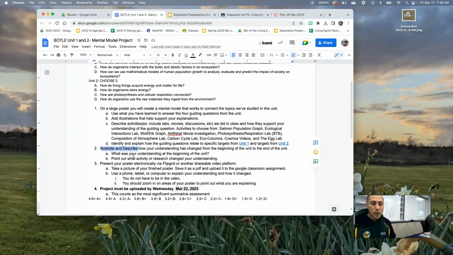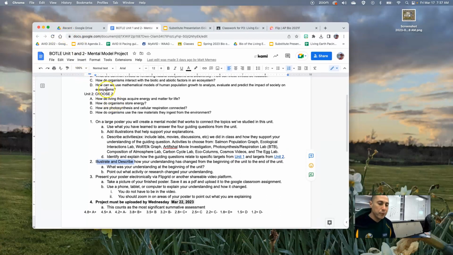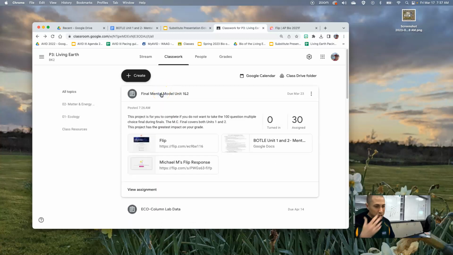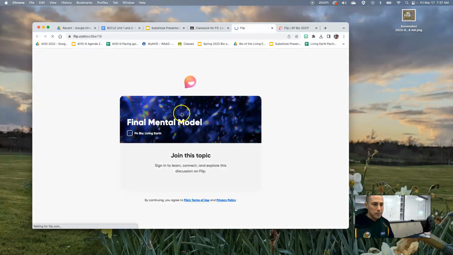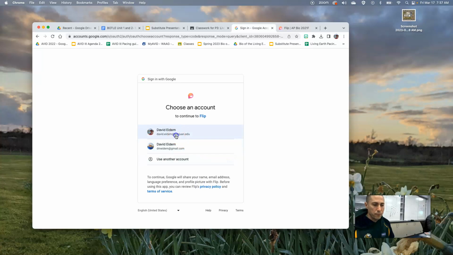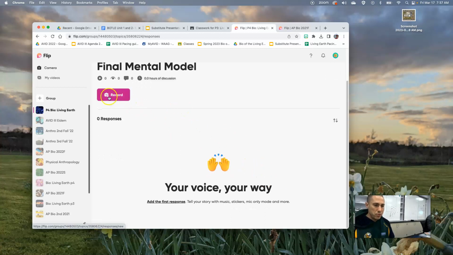This is exactly that. Present your poster electronically via Flipgrid or just a shareable video right onto Google Classroom. Either one works. A lot of people like Flipgrid because it has some editing tools and they're not real pros at doing all that stuff. So let me show you that. If you go to your class, you have the final mental model project, and then you have Flipgrid as the link right there. You just log in with your Google, or I think Microsoft will work fine too, but anyway, go with your Google, and you've got a project that you just click record. Again, I hear this is easier on the phone, but you can still do it on a computer.